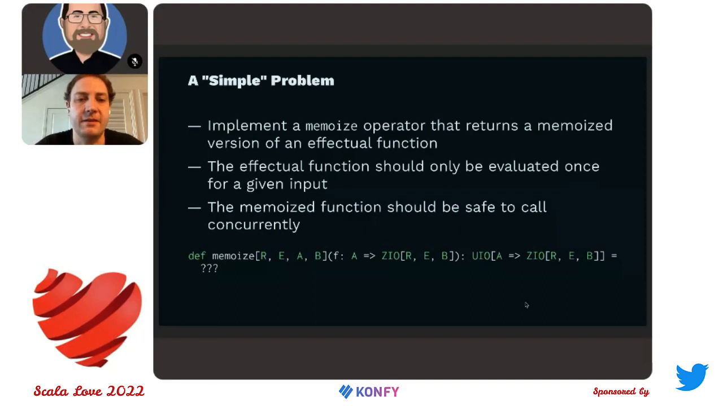So to start off, I'd like to motivate us with what I'll call a simple problem here, which is implementing this memoize operator that is basically going to return a memoized version of some effectual function here. So we can imagine this maybe opens some resource, maybe it creates some kind of tenancy, and it does it based on some tenant ID.